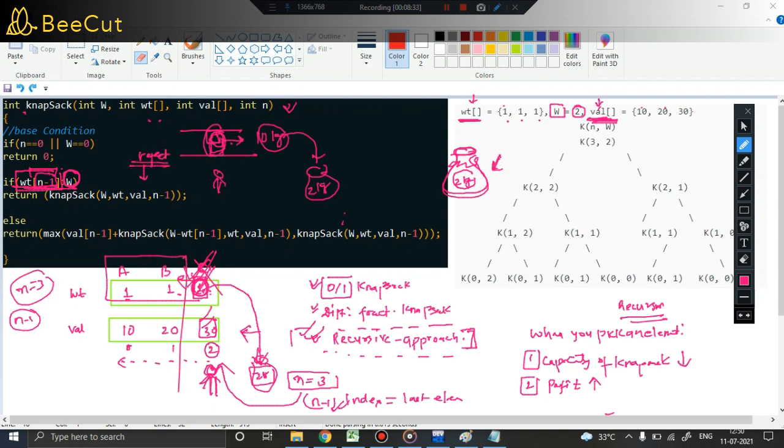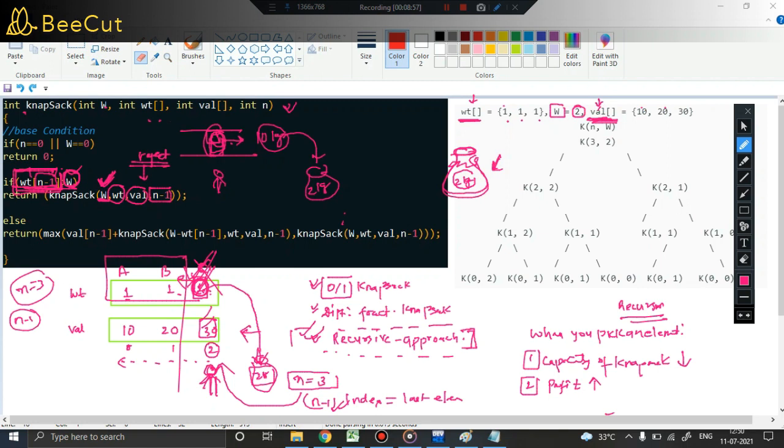How do you reject? You see, there will be no change observed in the capacity of the knapsack. Why? Because you have not included this element in your knapsack, right? So basically the capacity of the knapsack remains the same. So W only. You receive W, it will remain W only. The weight array and the value array will remain unchanged. One change that you will observe will be the number of items.